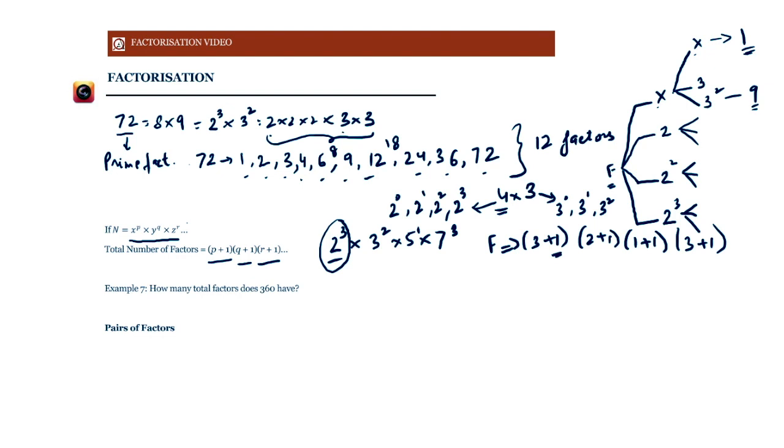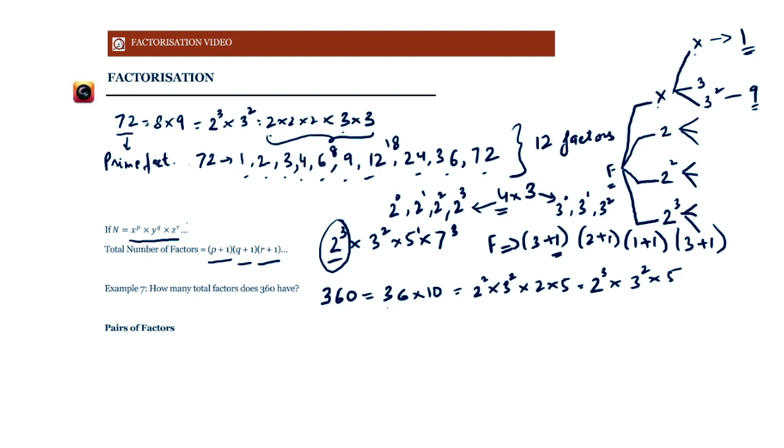So let's take a look at an example now. How many total factors does 360 have? First of all, we need to prime factorize 360. The easiest way, especially if it ends with a 0, is to break it down into 36 × 10. 10 is 2 × 5. 36 is 6², and 6² means 2² × 3². So the prime factorization of 360 is 2³ × 3² × 5.